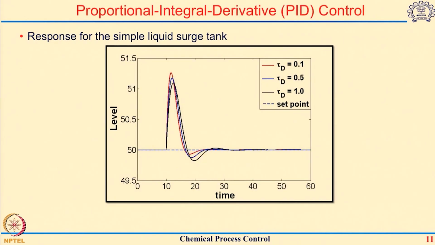And then we look at the addition of a derivative action. So what this derivative action is going to do is, it is going to bring down that peak value. So it is going to reduce the overshoot by having an increased value of derivative action. We are going to get smaller overshoots.